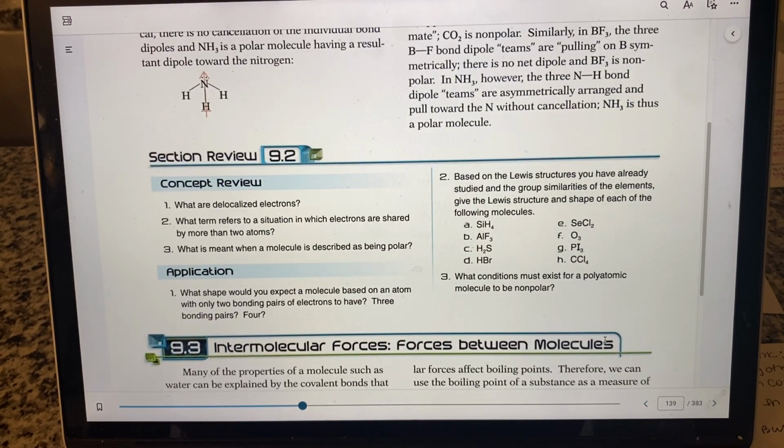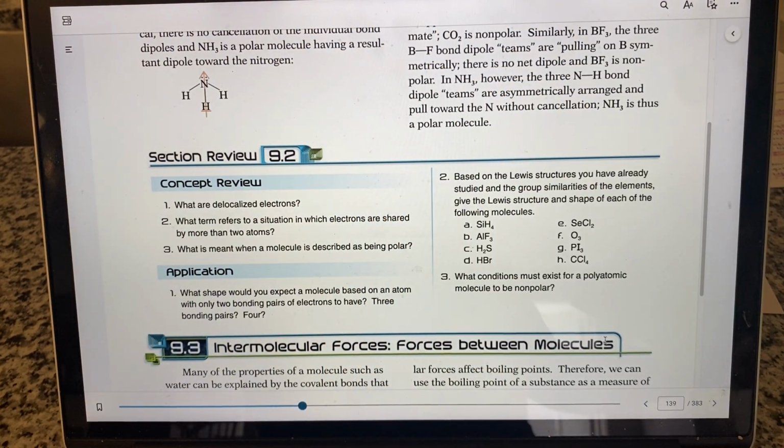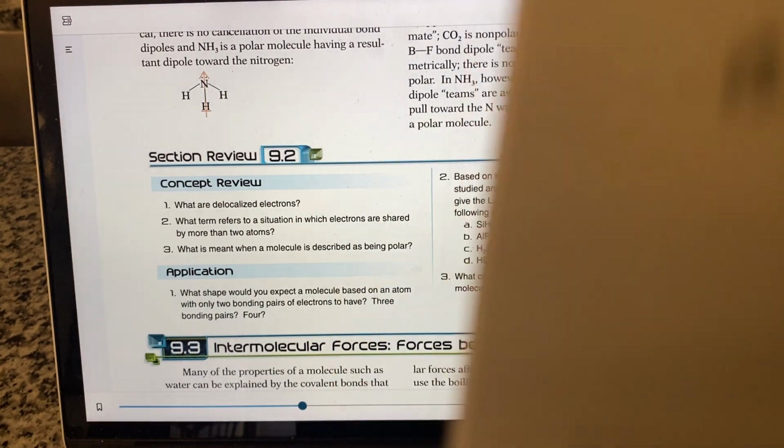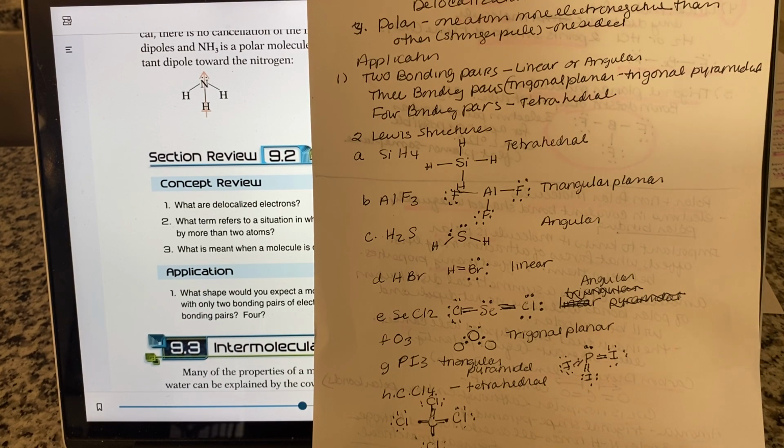Okay. Based on the Lewis structures you have already studied and the group similarities, remember the Lewis structures are those little dots that are around them, give the Lewis structure and the shape of each of the following molecules. So I'll have to show you that. Let's see if I put it on here so you can see it, because otherwise I'm not going to be able to describe it to you. Okay, here we go.